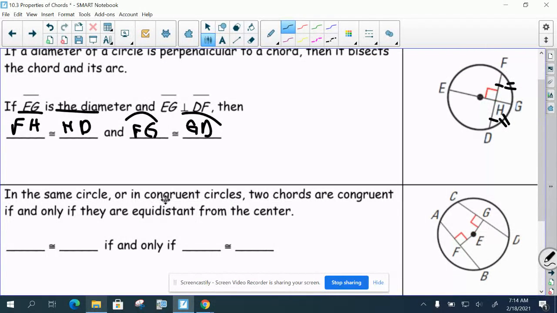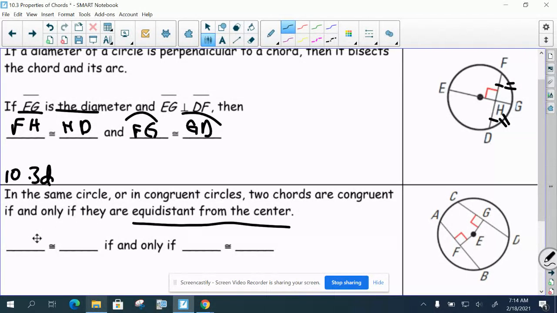All right, and then the last one, 10.3d. In the same circle or in congruent circles, 2 chords are congruent if and only if they are equidistant from the center. So here, AB is congruent to CD because they are both equidistant from the center. How do I know? Because it's perpendicular, showing that that would be the shortest distance.